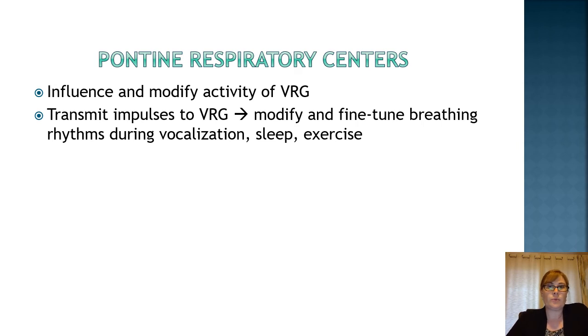So the pontine respiratory center is, again, that most superior center there on the brainstem. It has input toward the ventral respiratory group. This group can act to fine-tune the ventral respiratory group. So the ventral respiratory group sets the rhythm, and then small changes that need to happen can be sent from the pontine center.